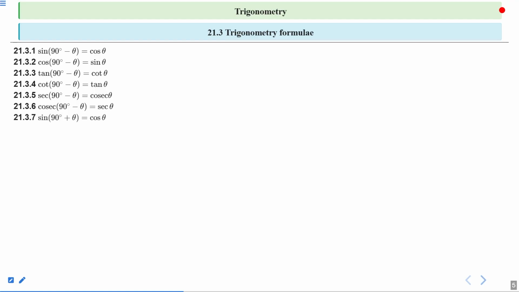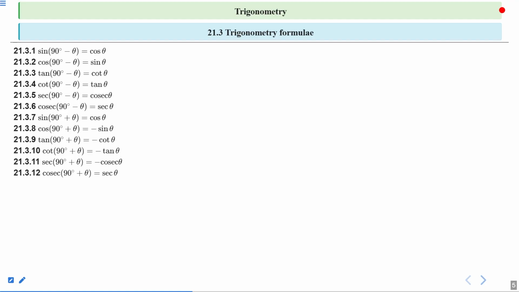Sin 90 plus theta is equal to cos theta because 90 plus theta goes to the second quadrant, and in the second quadrant sine and its inverse, cosec, are positive. So sin 90 plus theta becomes positive, which is cos theta. Cos 90 plus theta becomes minus sin theta. Tan 90 plus theta becomes minus cot theta. Cot 90 plus theta becomes minus tan theta. Sec 90 plus theta also becomes minus cosec theta. But cosec 90 plus theta is equal to positive sec theta.